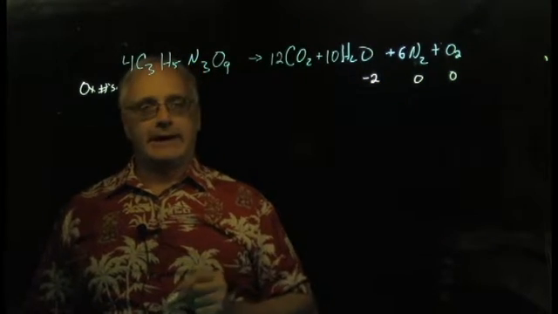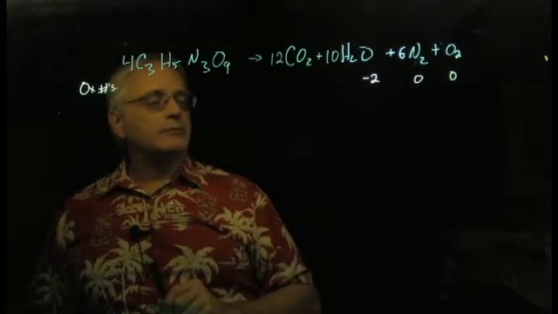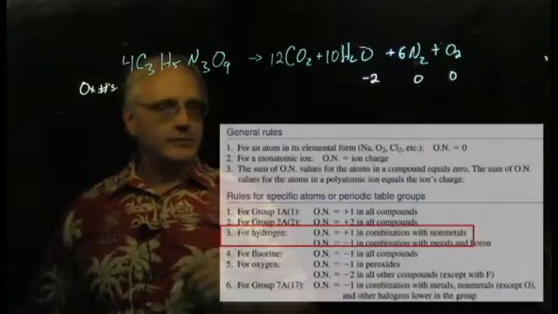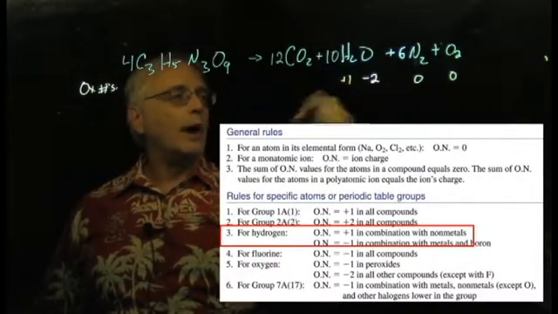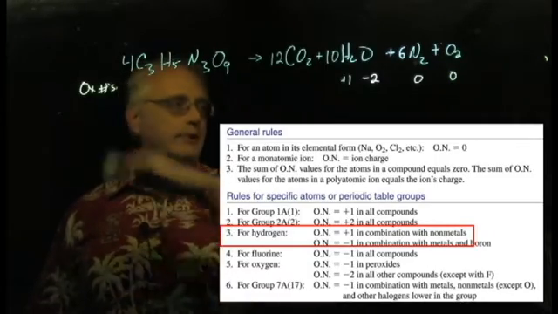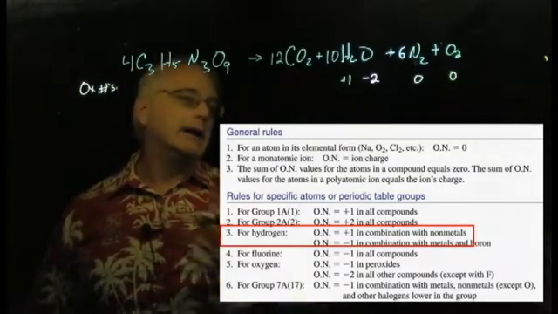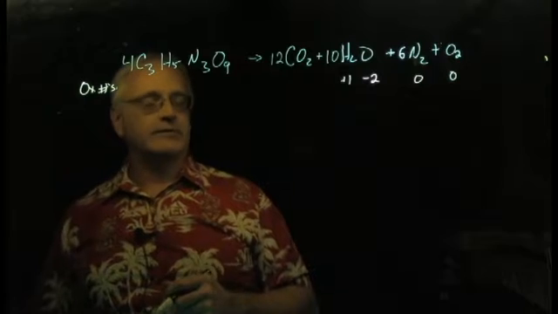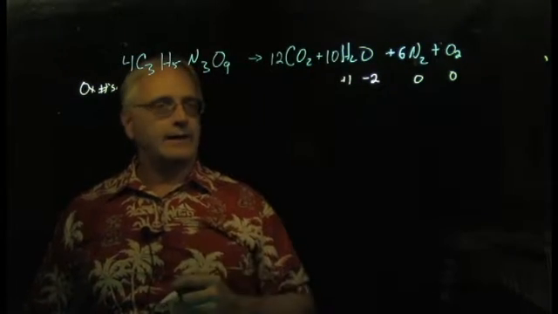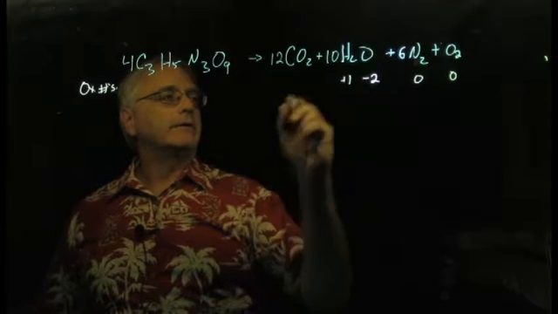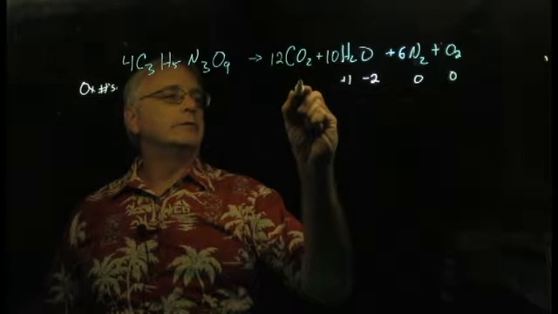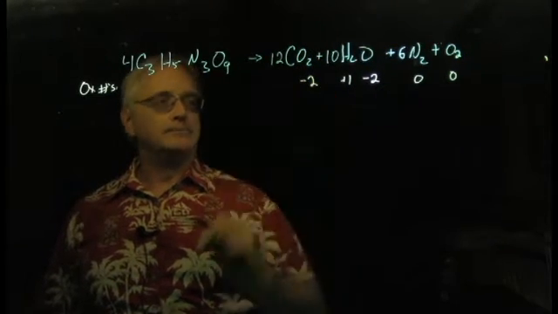I'm going to write that up there. The other one that's really important is hydrogen, and this is a pretty straightforward one. Hydrogen always has a +1 oxidation number when it's combined with nonmetals like these, and a -1 oxidation number when it's combined with metals. Not the case here. So far so good. Another oxygen here in carbon dioxide. I use the oxygen rule, -2.